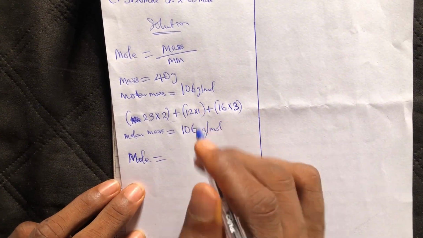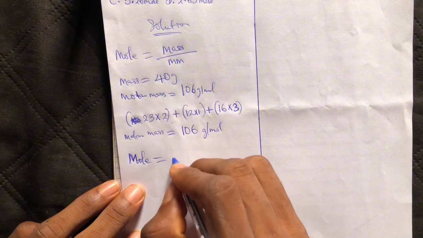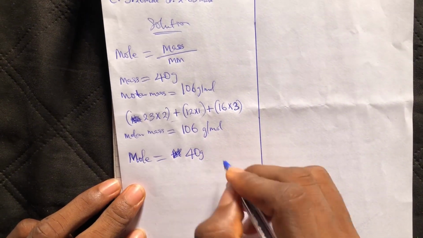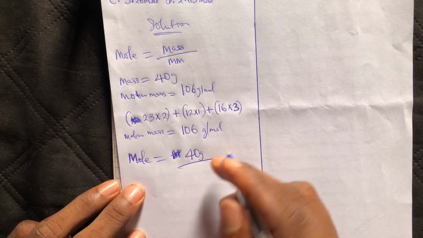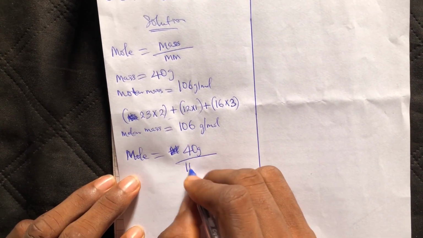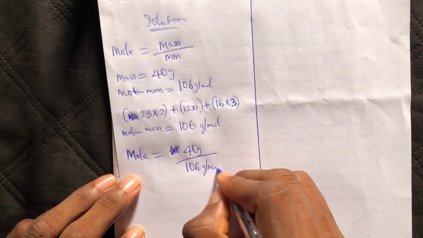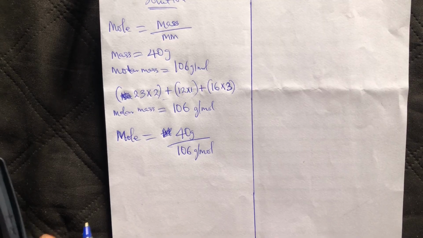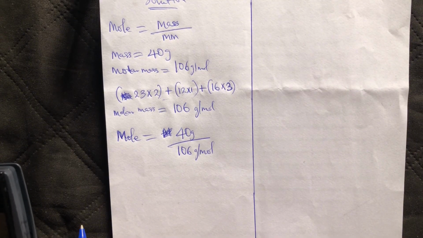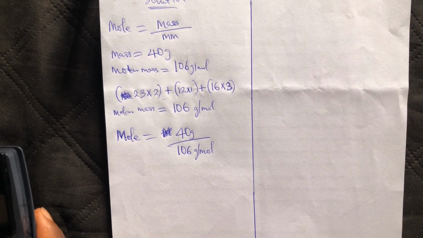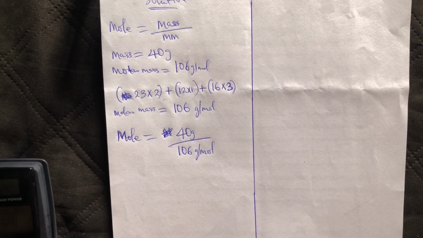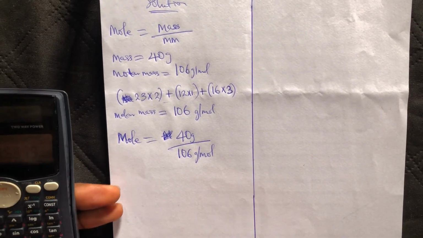Our mole is equal to mass. What is the value for mass? Mass is 40 gram, right? Now over molar mass. What is the value for our molar mass? Our molar mass is 106 gram per mole, right? 40 over 106 will give you what? Now 40 divided by 106 is going to give you 0.377. All right, it's going to give you 0.377.